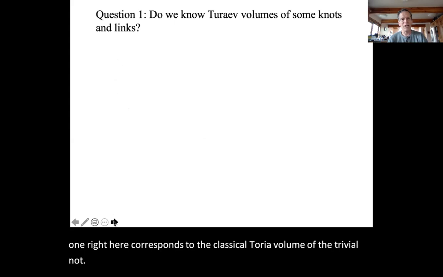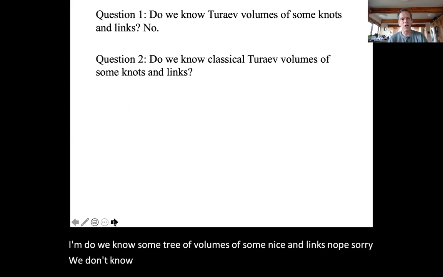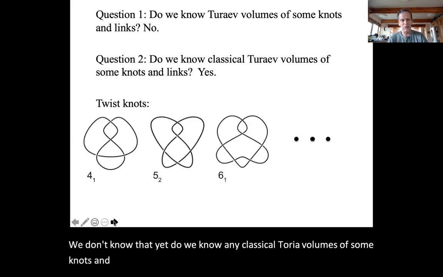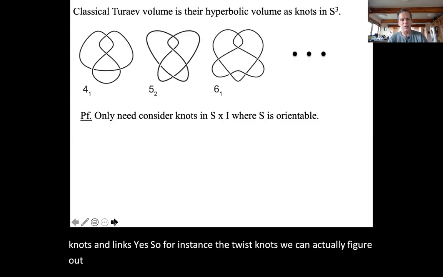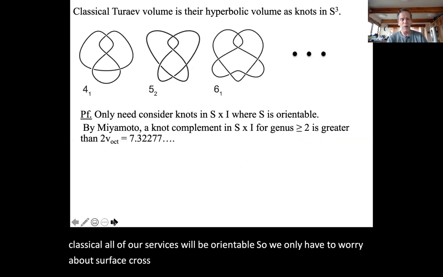Do we know some Turaev volumes of some knots and links? Nope, sorry, we don't know that yet. Do we know any classical Turaev volumes of some knots and links? Yes. So for instance, the twist knots, we can actually figure out their classical Turaev volume. In this case, because we're restricting to classical, all of our surfaces will be orientable. So we only have to worry about surface cross I where S is orientable.